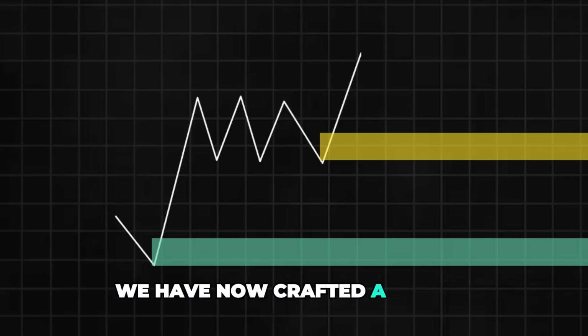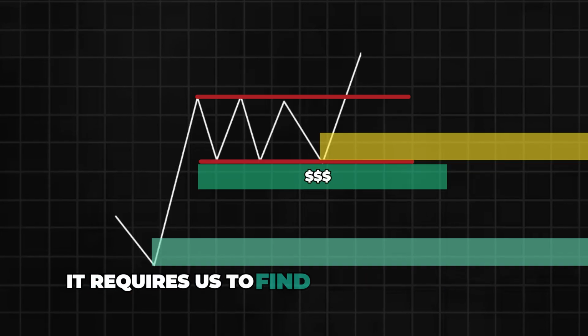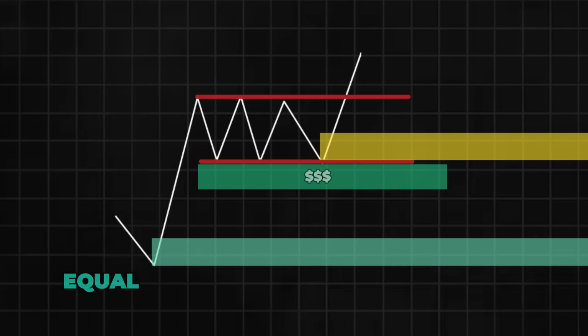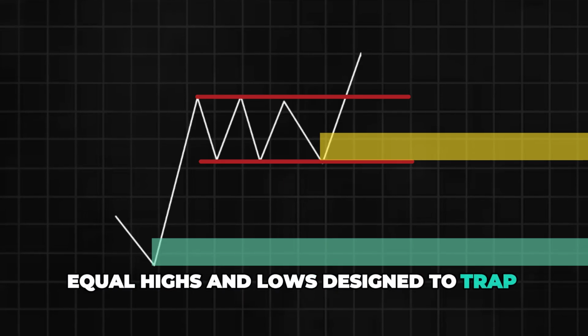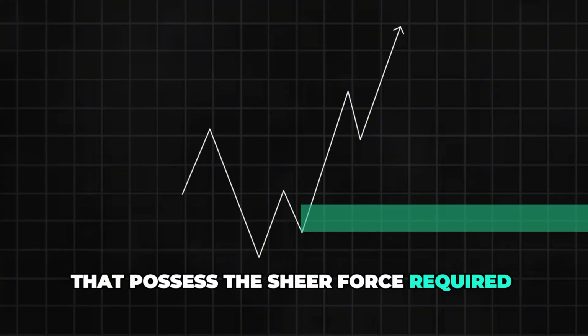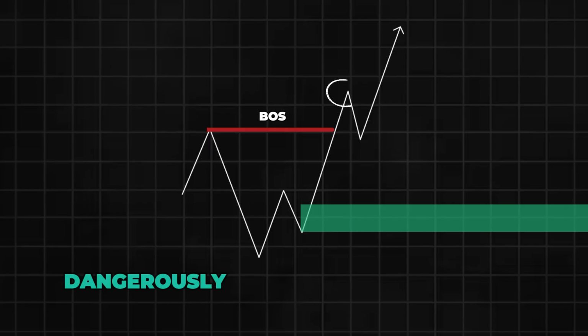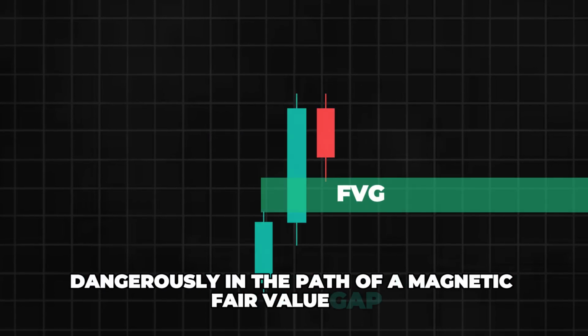We have now crafted a master formula for reading the market's true intentions. It requires us to find inducement zones built on flat, equal highs and lows, designed to trap impatient traders. Identify zones that possess the sheer force required to shatter structural ceilings and floors, and spot fake zones that sit dangerously in the path of a magnetic fair value gap.